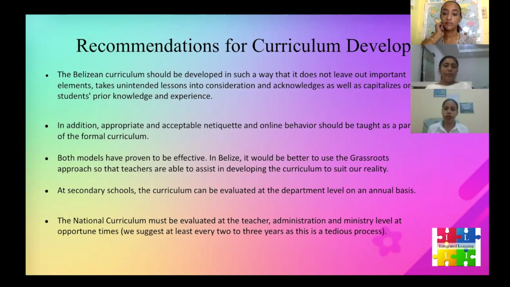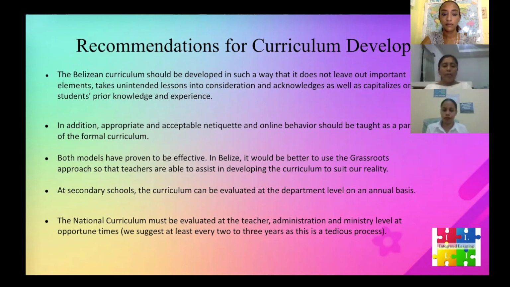In addition, appropriate and acceptable etiquette and online behavior should be taught as a part of the formal curriculum. Remember that we are in a technological world. It's a technological time. And so students need to be aware of how to behave on the internet. What is acceptable? Ways to surf for information on the internet. What is acceptable to post on social media and things like such? What is ethical online behavior? So how do you know if you're a victim of cyberbullying? So these are things that the formal curriculum should begin to include. And the curriculum in Belize would definitely benefit from this, and it would improve the curriculum.